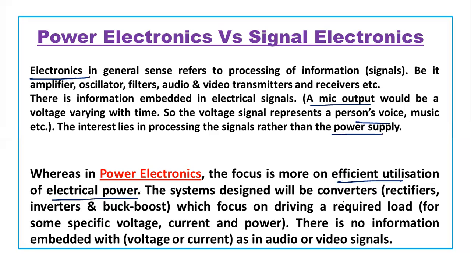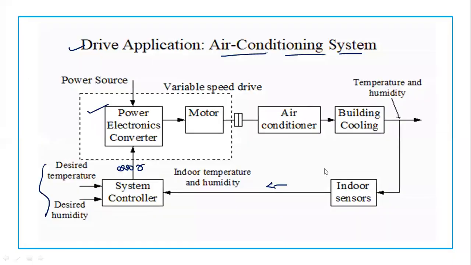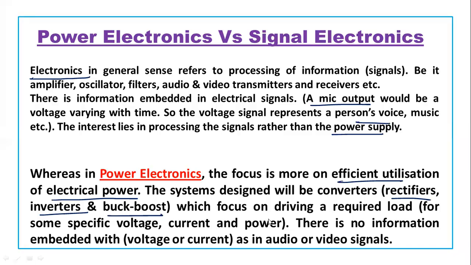The systems designed will be converters, like the rectifier, inverter, buck-boost. It is a type of converter. It's a chopper. You study all these things, which focus on driving a required load. So you have seen how the required load is being driven in an air conditioning system. There is no information embedded as in audio or video signals. So there is no embedded information in power electronics.